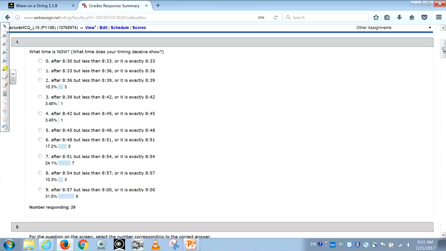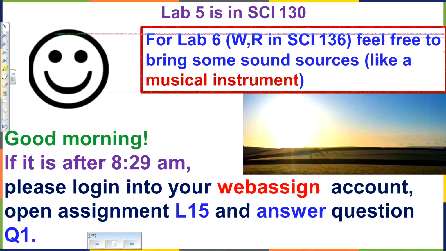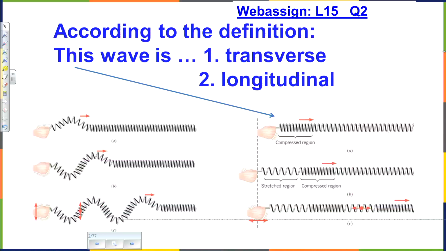So just keep trying. If it doesn't work so far, just try to fix it as soon as possible. Most important part is just the homework, of course. Well, so at least 29 students can answer the question on a WebAssign. So please do.